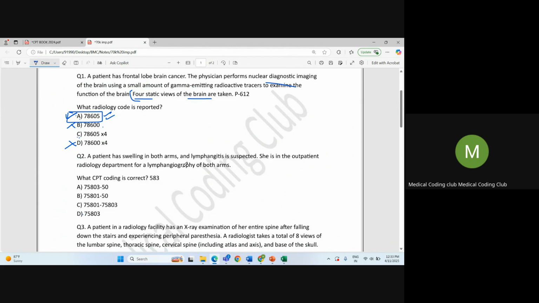Next question, the patient has swelling in both arms and lymphangitis is suspected. She is in the outpatient radiology department for lymphangiography of both arms. So they have performed a lymphangiography procedure.